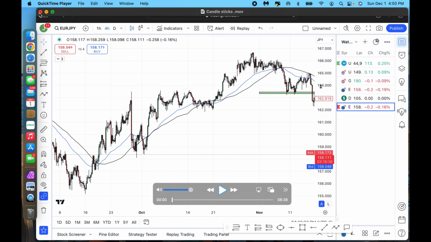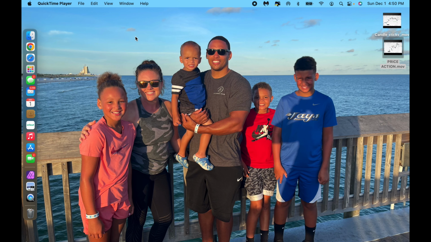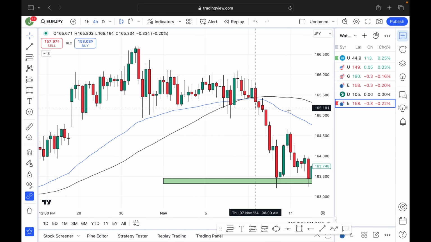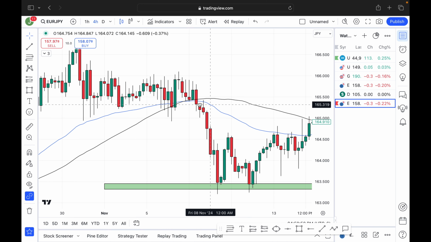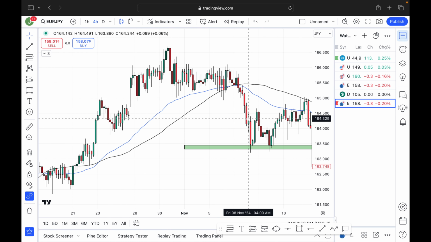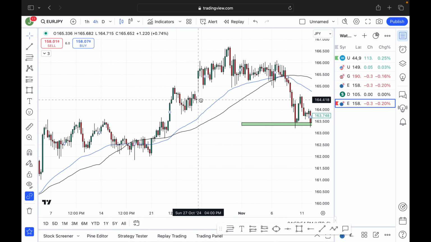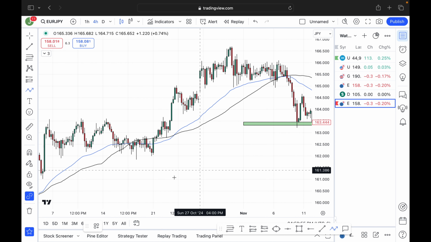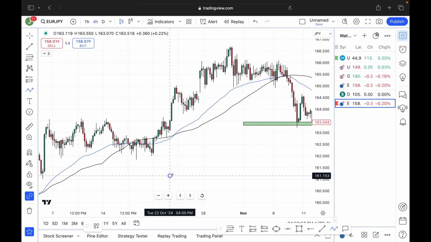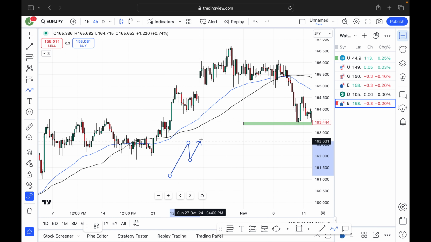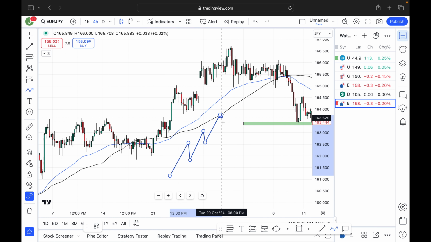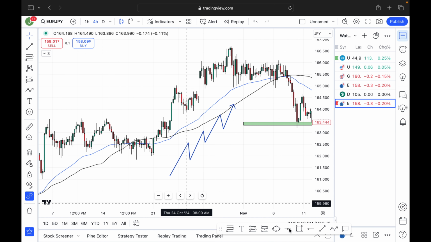Let's get started. All right, so let's go over what support and resistance is. Support and resistance is when you're reading the market and the market is creating higher highs or higher lows, or even moving sideways. You have a ceiling and you have a floor, right? That's what you've got to think of this as.